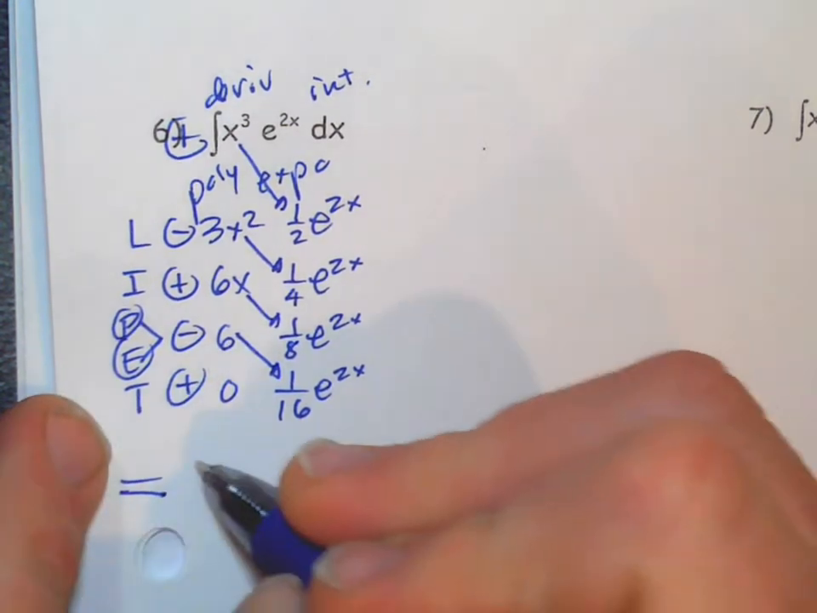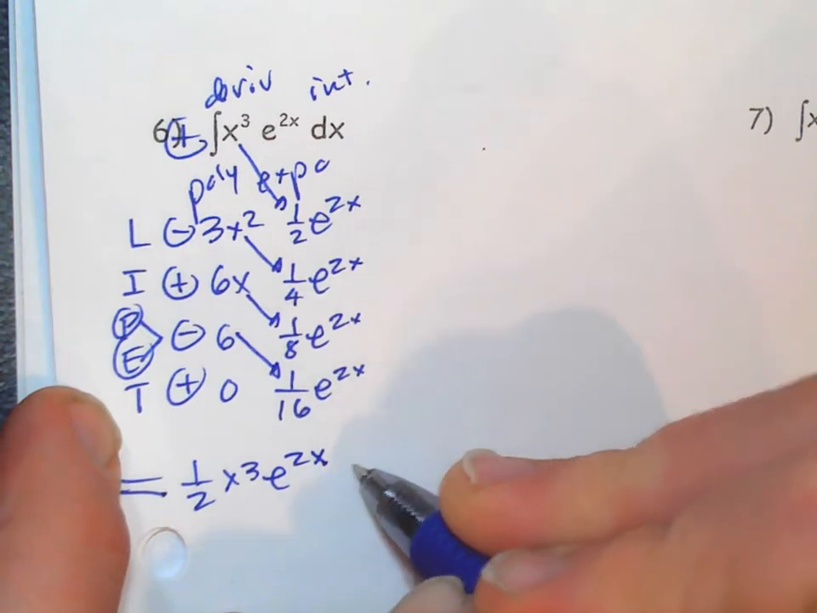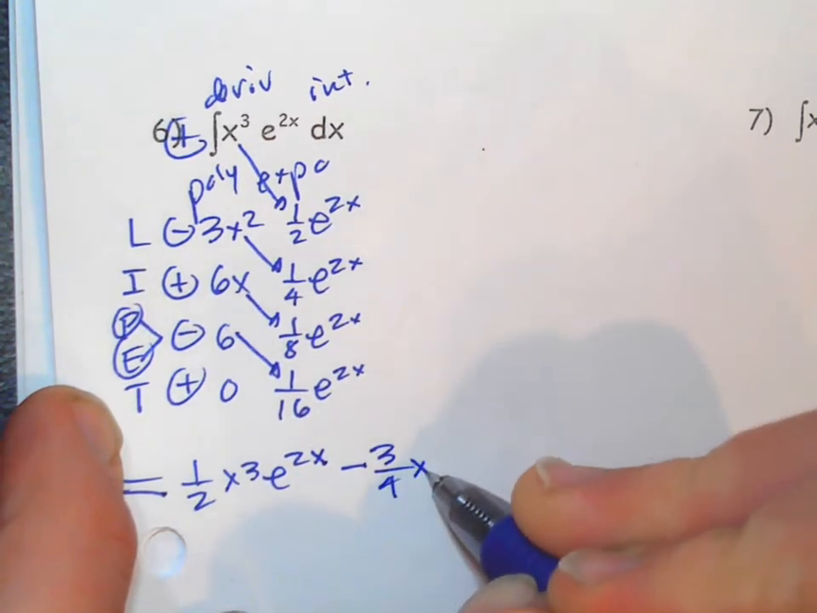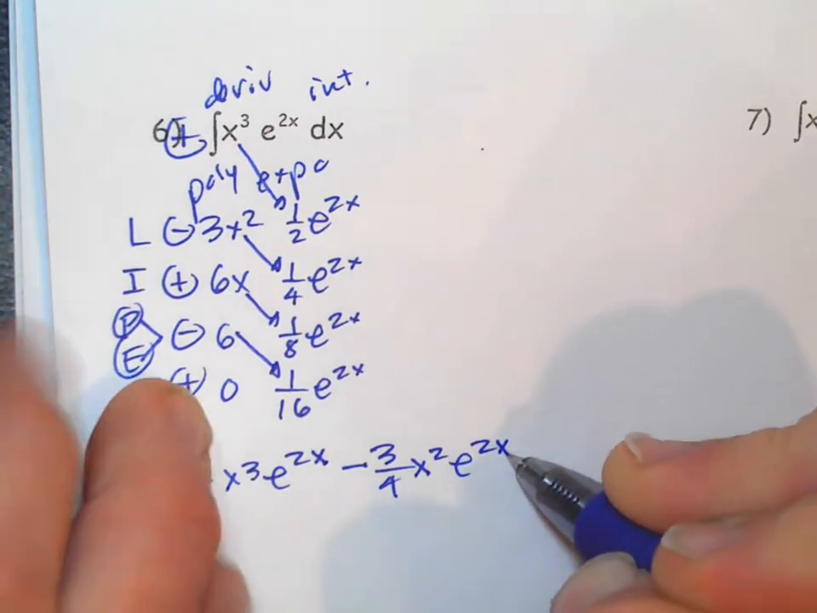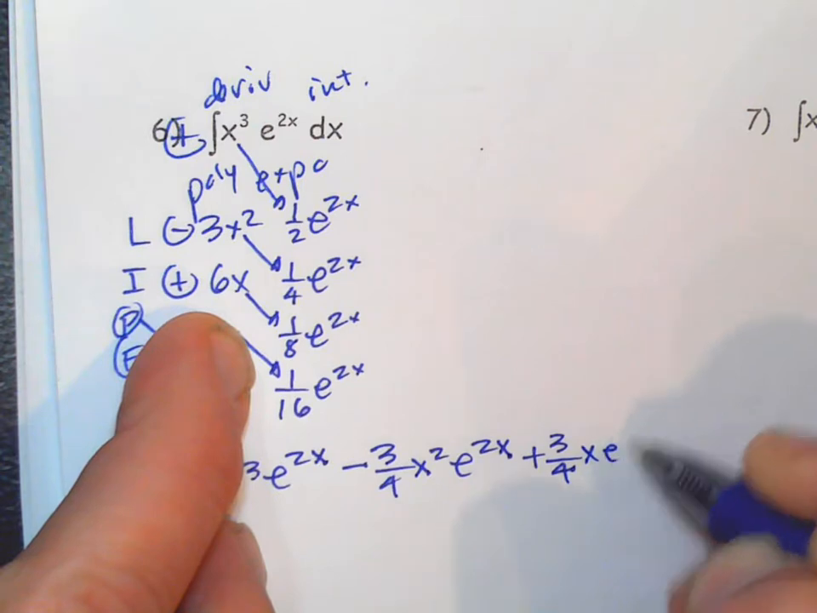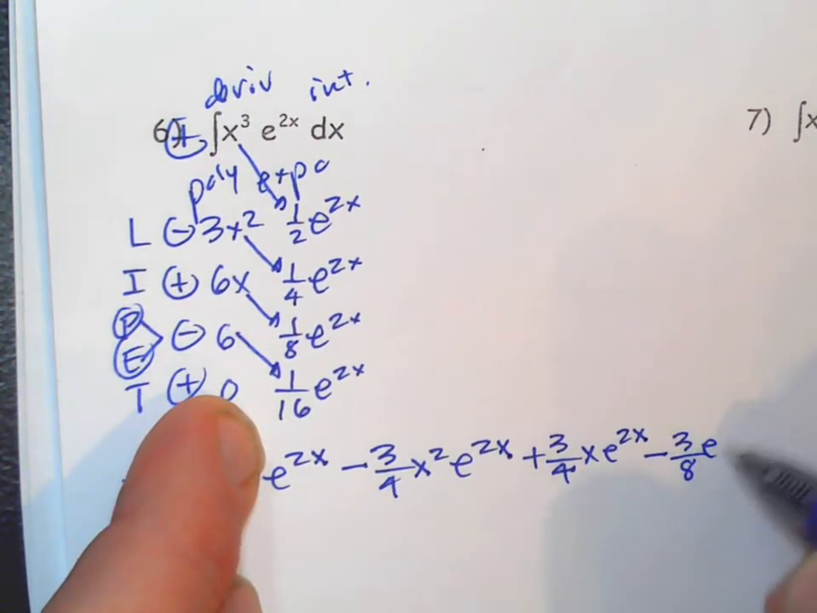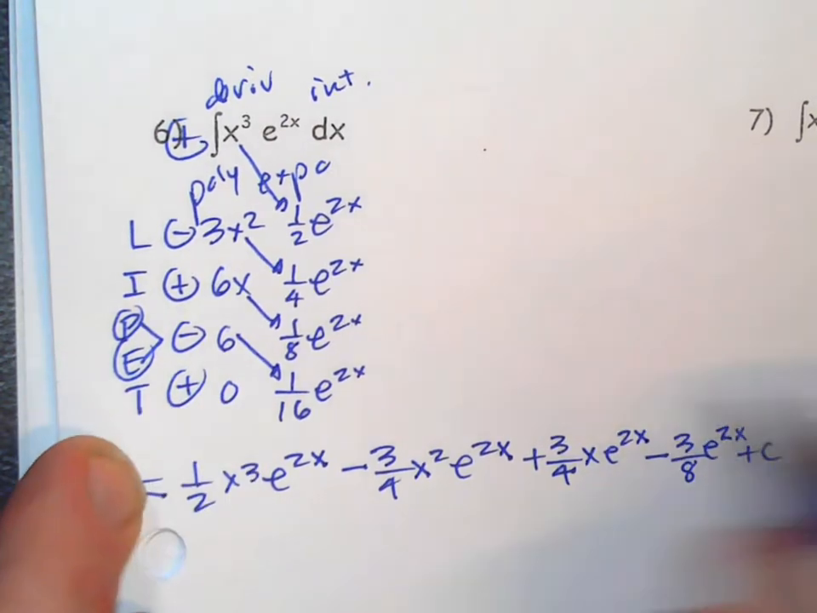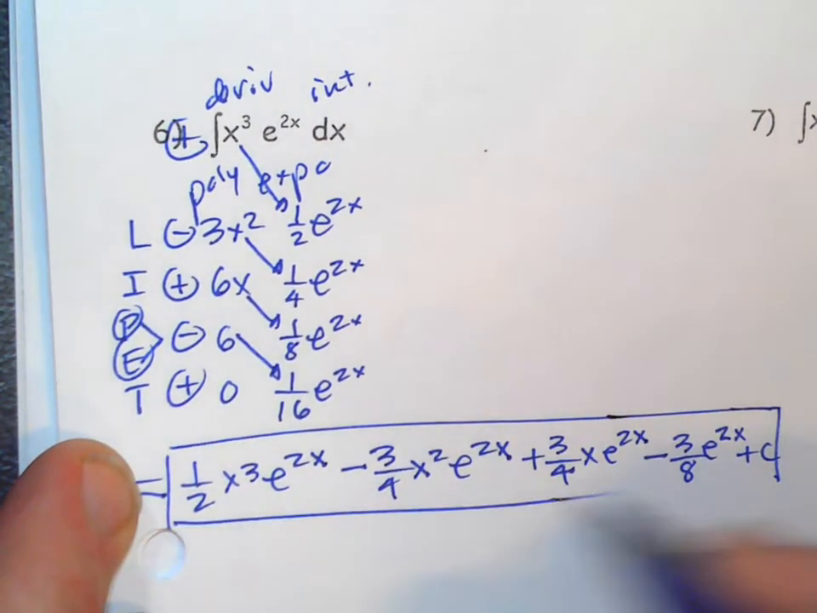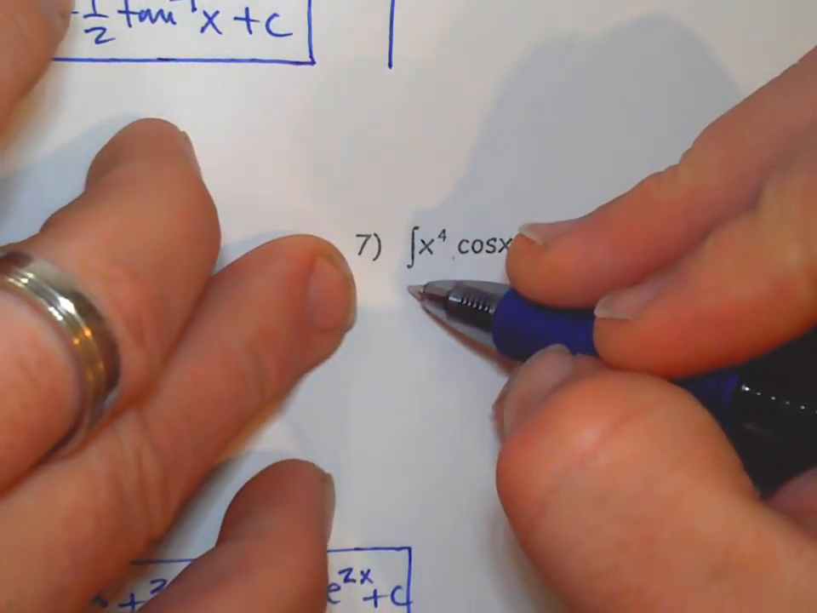All right, and the answer is 1/2 x cubed e to the 2x, which is a good order to write those, minus 3/4 x squared e to the 2x plus 3/4 x e to the 2x minus 3/8 e to the 2x plus c. That saved a ton of work. Next one to save you more.